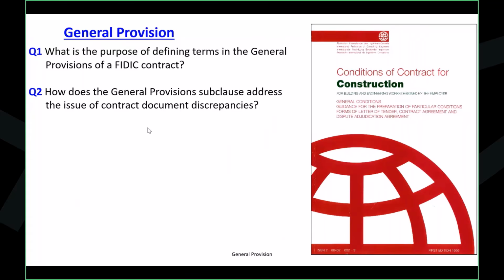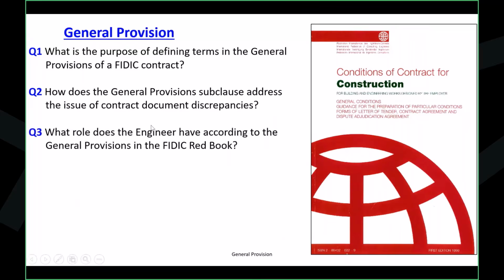We will learn that. Another thing is the role of the Engineer. Not only the role of the Engineer, but the role of the Contractor and the role of the Employer are everything well defined in the FIDIC.